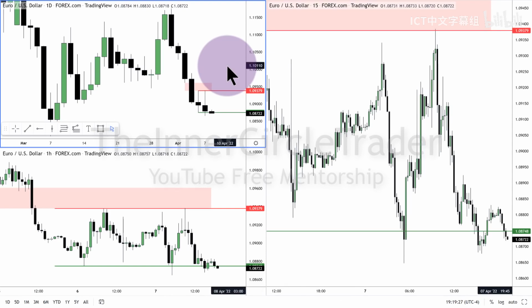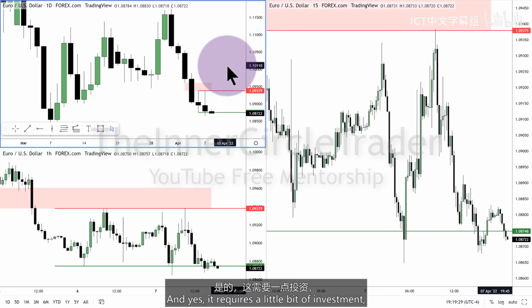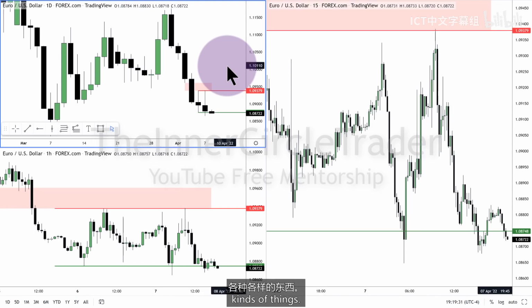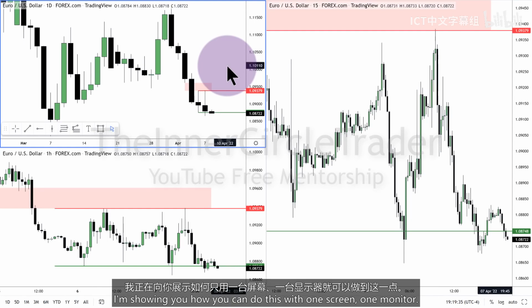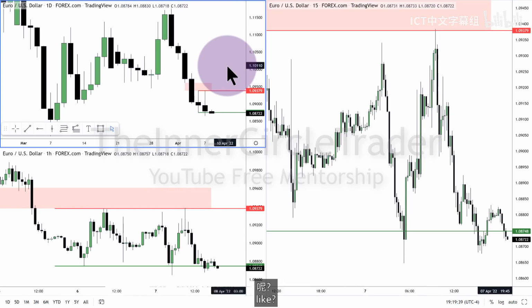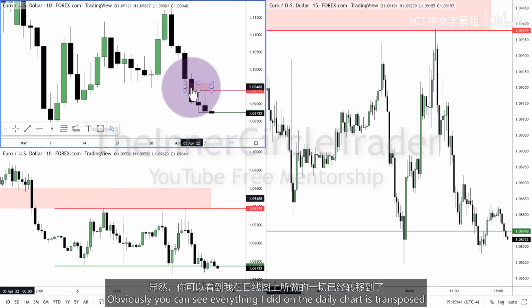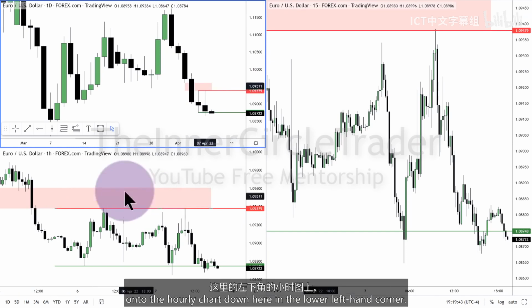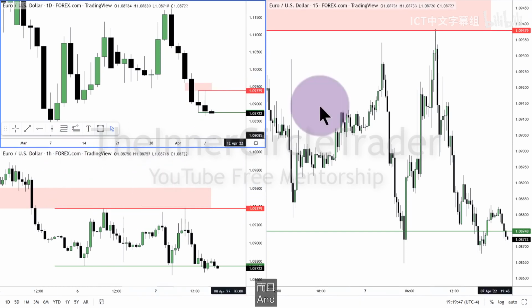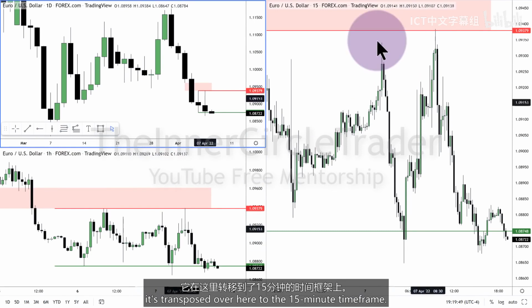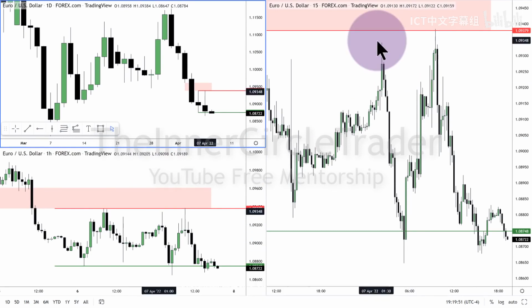You have to have some real estate. And yes, it requires a little bit of investment, but hey, you don't need all kinds of things. You don't need all the screens like I have and other people have out there. I'm showing you how you can do this with one screen, one monitor. So what would that look like? Obviously, you can see everything I did on the daily chart is transposed onto the hourly chart down here in the lower left-hand corner. And it's transposed over here to the 15-minute time frame.